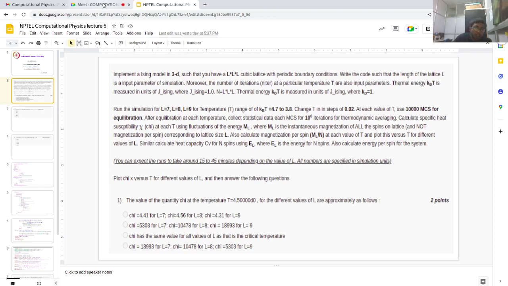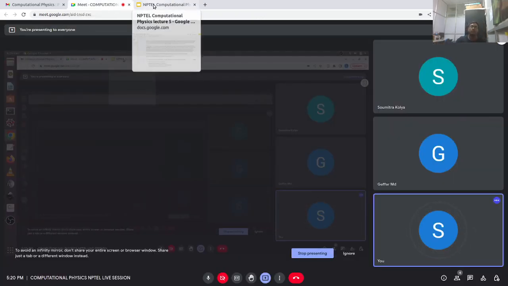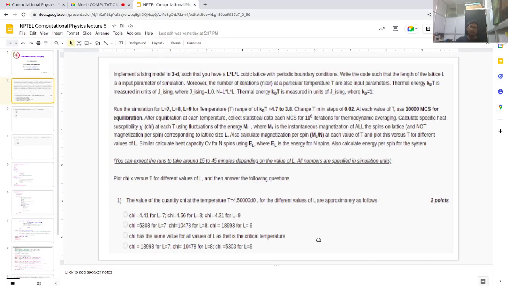Yes. So Gaffer, did you get whatever the discussion is? Yeah. So if we cannot do the programming anyhow, we can tell the answer to this question by some intuition, right? In statistical mechanics, the system size is infinite. But whenever we do a simulation, we cannot make the system size infinite. So for that reason, if we increase the system size, chi tends to infinity. That means chi will increase with the system size. Okay, so the second answer is correct for this question.